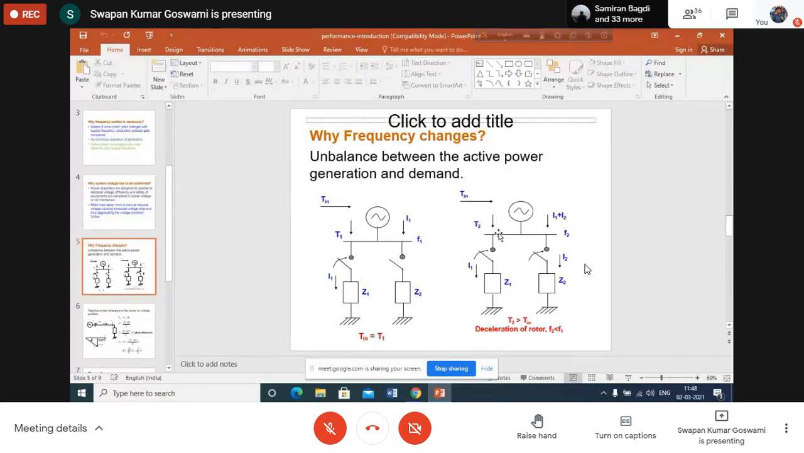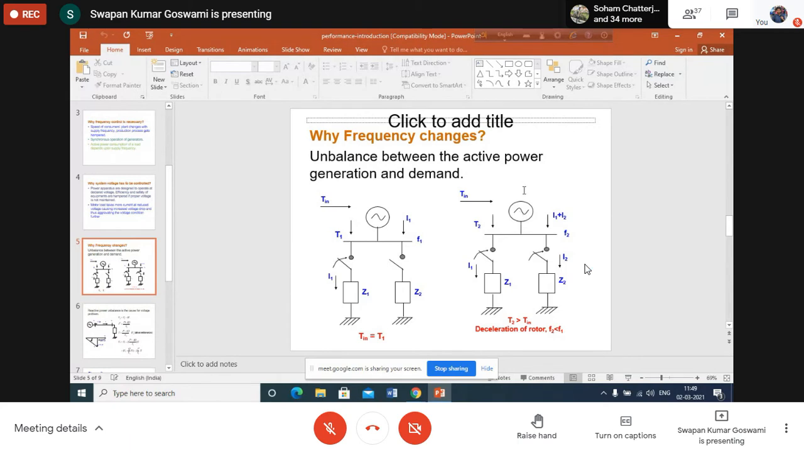And a similar thing happens in case of load reduction. Say these two loads were connected. Now, if you disconnect one of these loads, then what will happen? Torque output will decrease immediately, but input torque will remain the same. Since the input torque is greater than the output torque, the speed of the generator will increase, which means the frequency of the system will increase.